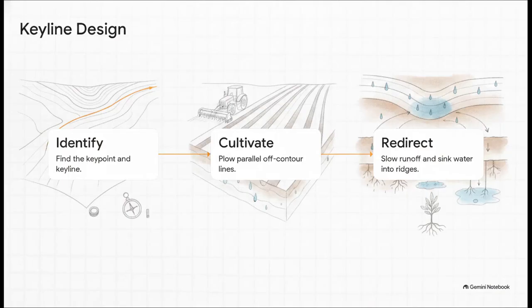Using this key line as a guide, farmers use a subsoiler to cultivate the earth in lines perfectly parallel to it, but here is the absolute genius part of this. Because natural contour lines naturally vary in distance from one another, plowing parallel to the key line actually creates rip lines that end up slightly off contour.